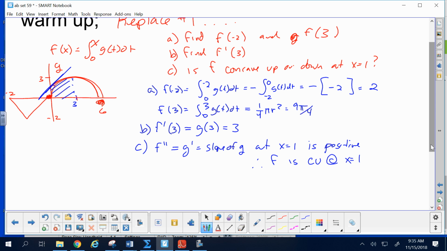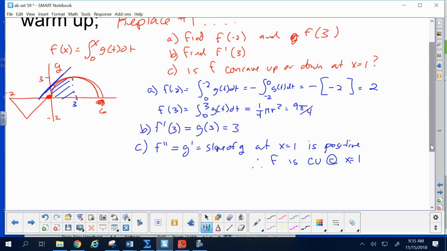Check that you gave a subject, please. Don't just say concave up at x equal 1, because you have up to 6 ideas: f, f prime, f double prime, g, g prime, g double prime. Tell me what's concave up, please. F is concave up at x equal 1.